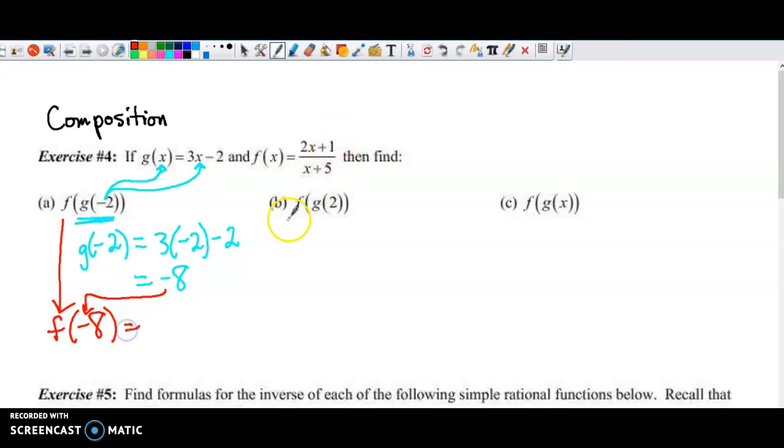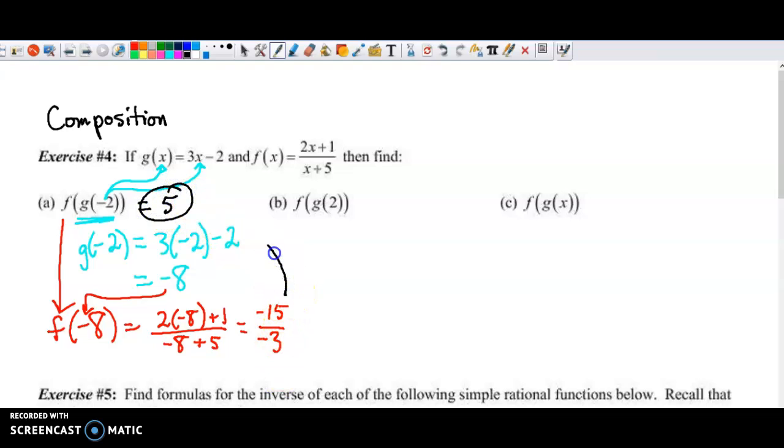So I'm going to the f function and plugging in negative 8 for both of those x's. So negative 16 plus 1 is negative 15. Negative 8 plus 5 is negative 3. So that very first answer, simplifying that, would be positive 5. So just kind of going all over the place.